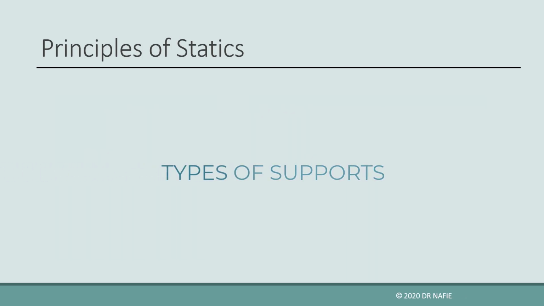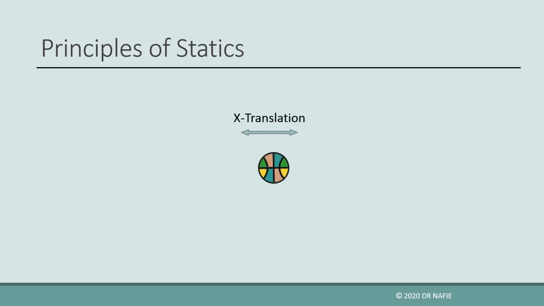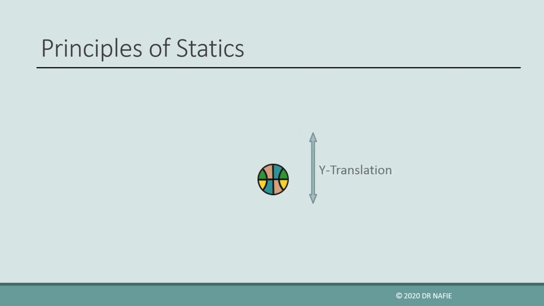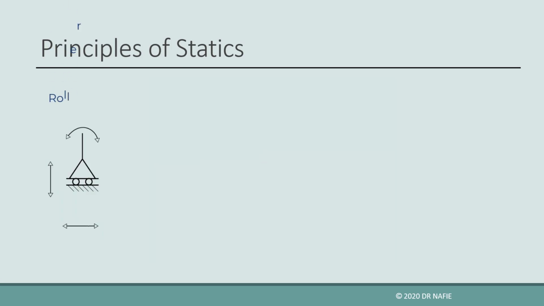Support types. In 2D statics, a point can experience 3 movement types, or 3 degrees of freedom. 2 translations in 2 perpendicular directions, and 1 rotation. A point with 3 motions allowed is a free point with no support. A roller support restricts only 1 translation at a point. The point is allowed to move in the perpendicular direction and is allowed to rotate. Therefore, the roller support has 1 reaction force.